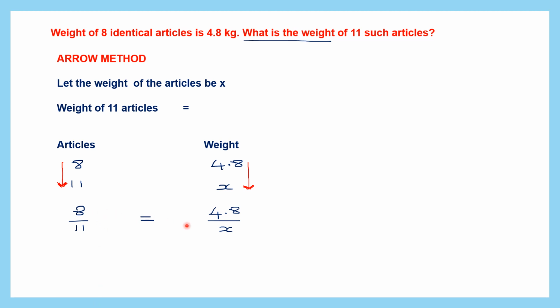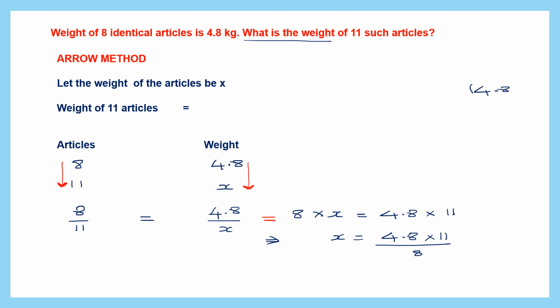Now we are going to do cross multiplication. Cross multiplication. That means 8 into x will be equal to 11 into 4.8. Let's write that. So this will be equal to 8 into x is equal to 4.8 into 11. So 8 into x equals 4.8 into 11. So now we're going to find the value of x by writing 4.8 into 11 divided by 8. So we're going to do this division. We can cancel 4.8 and 8 both by 8. We can do division. So let's divide and cancel it.